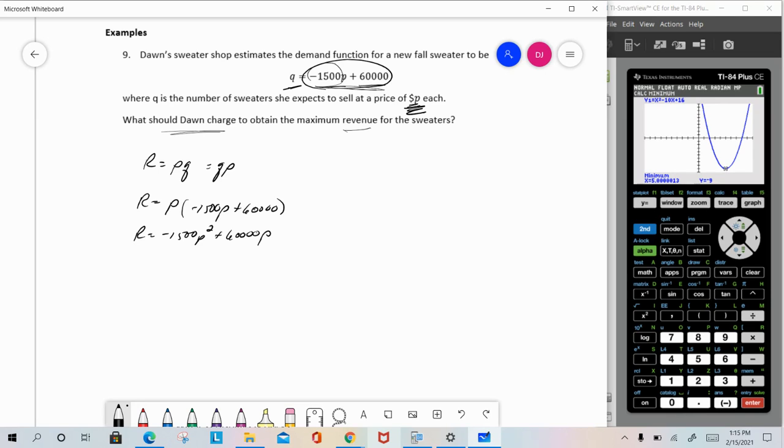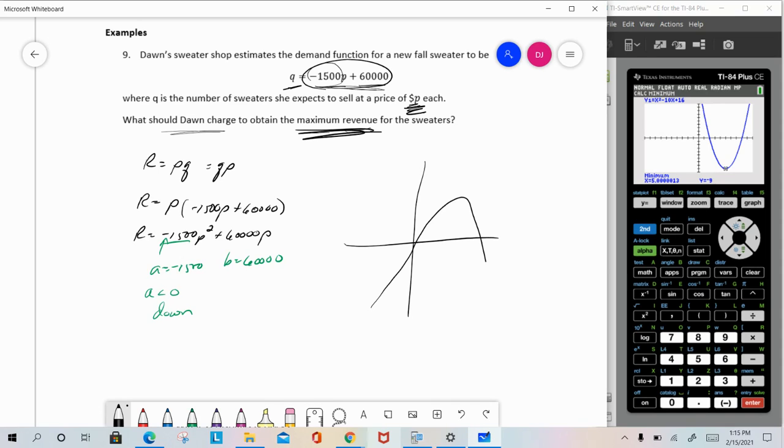Okay. Now, here's a suggestion I'm going to make that you look at this again and again. She wants to maximize the revenue. So first of all, notice that the A value here is negative 1,500, B is 60,000. Remember, since A is negative, this parabola is concave down. Her maximum revenue is going to occur at the vertex. Remember, the vertex is (h, k).